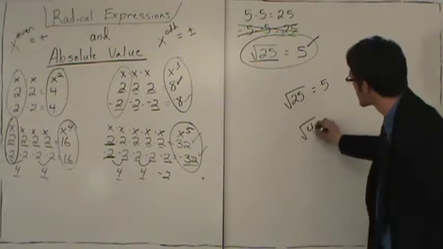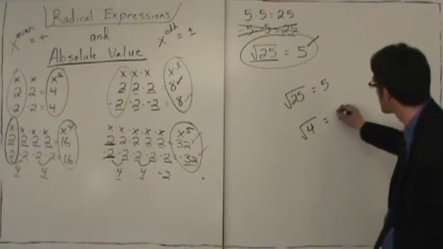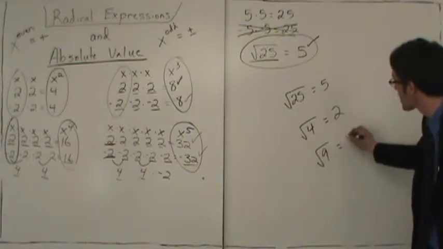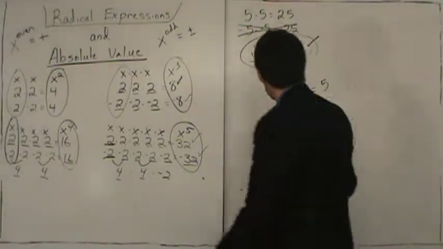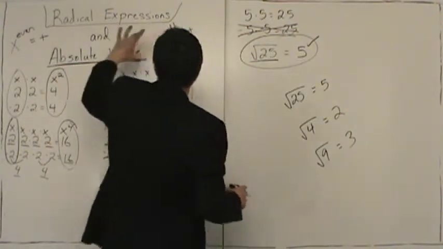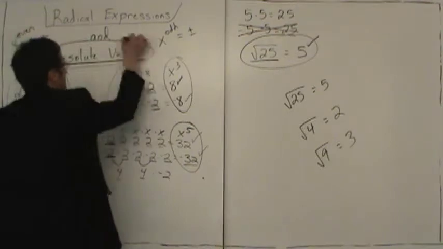This concludes here that the square root of 4 is not plus or minus 2. The square root of 4 is just positive 2. The square root of 9 is just positive 3. So we're ignoring the negative case. Now, this creates problems of absolute value, and you're going to see why in a minute.